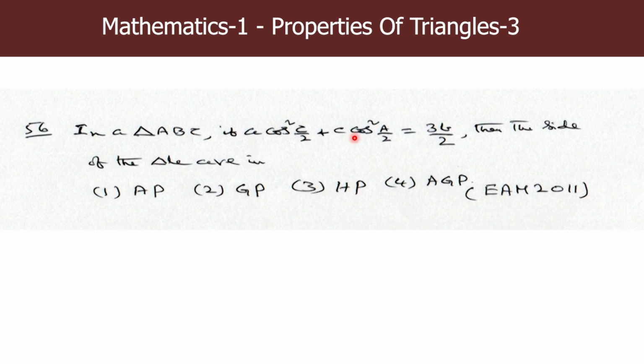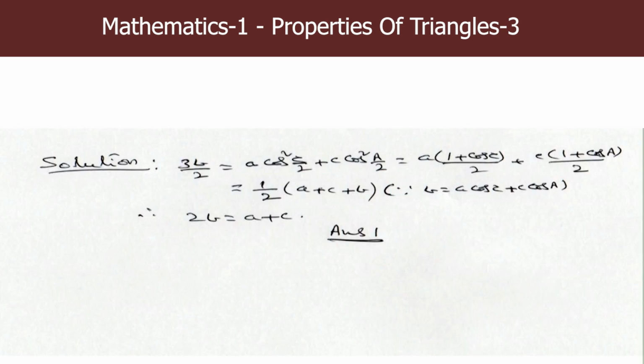Now, regarding the solution, 3b by 2 is equal to a cos square C by 2 plus c cos square A by 2. Now, you know that cos square theta is equal to 1 plus cos 2 theta by 2. So, therefore, this is equal to a into 1 plus cos C by 2 plus c into 1 plus cos A by 2. So, that is half of a plus c plus b, because by projection rule, b is equal to a cos C plus c cos A.